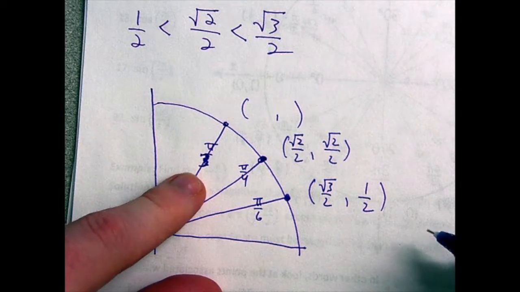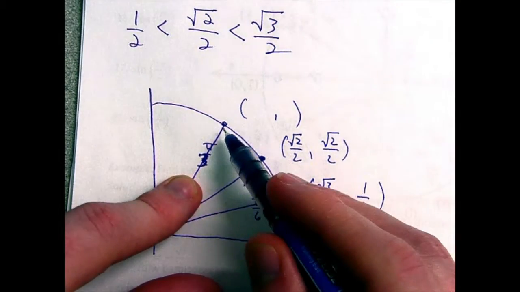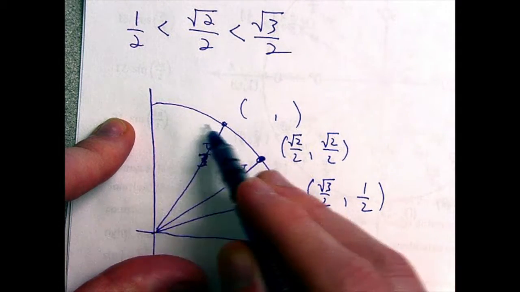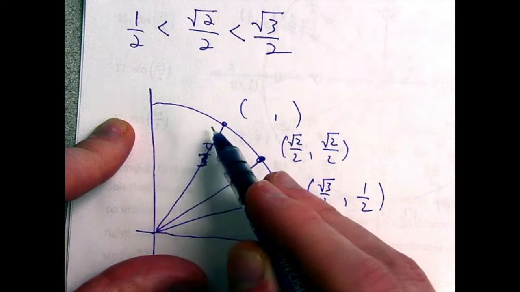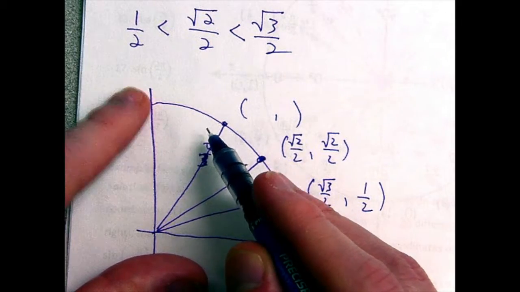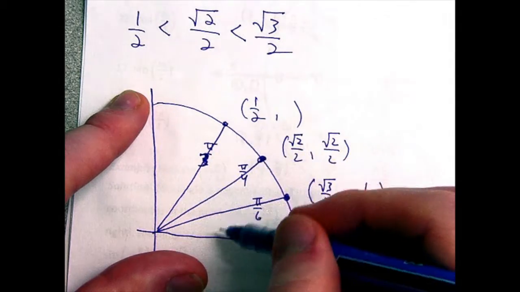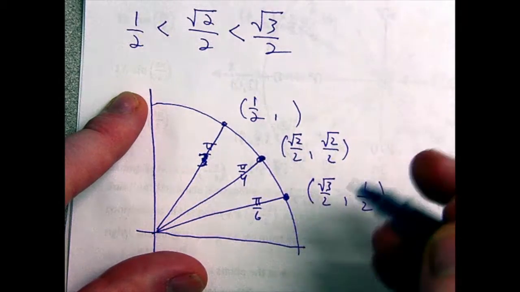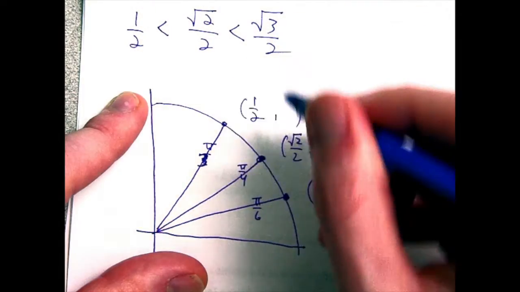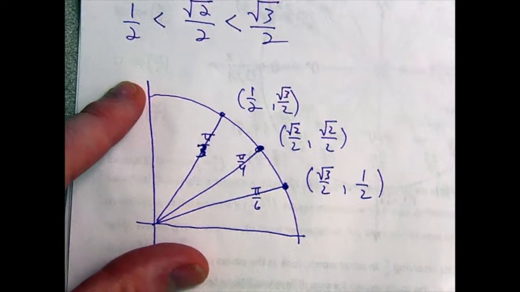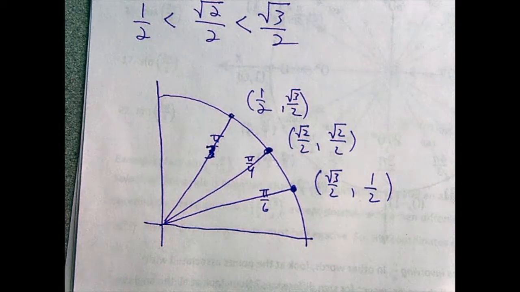And then finally, for pi over 3, the situation is reversed. This point is closest to the y-axis. Its x position is very small, so the x-coordinate must be 1/2. And this point is the highest off the ground of the 3. Therefore, its y-coordinate must be the largest value. That's root 3 over 2. So you can see sort of how to recall these things.